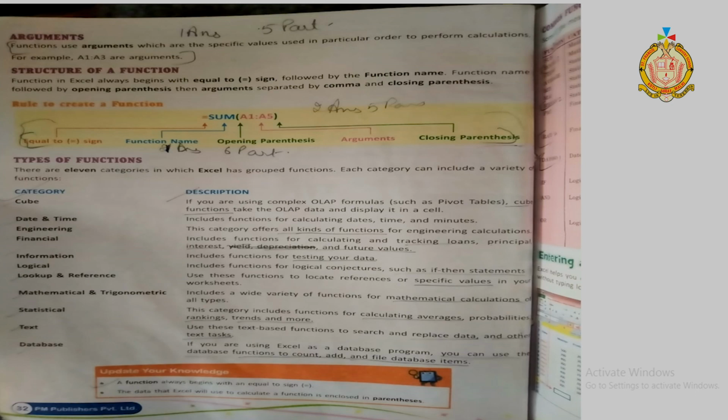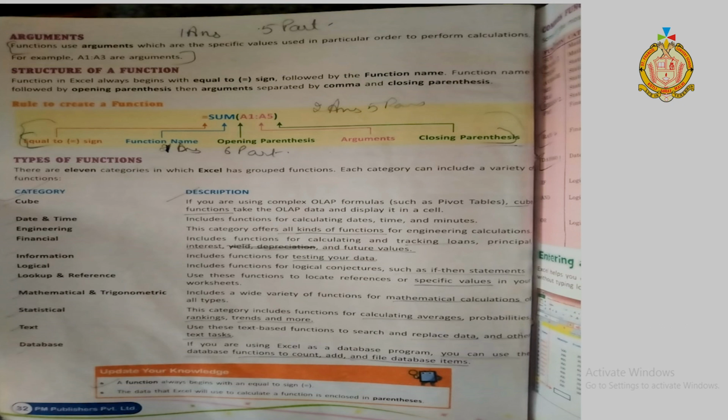Next, arguments. Functions use arguments, which are specified values used in a particular order to perform a calculation. For example, a1:a3 is the argument. It is known as a cell reference. Argument is known as a cell reference.